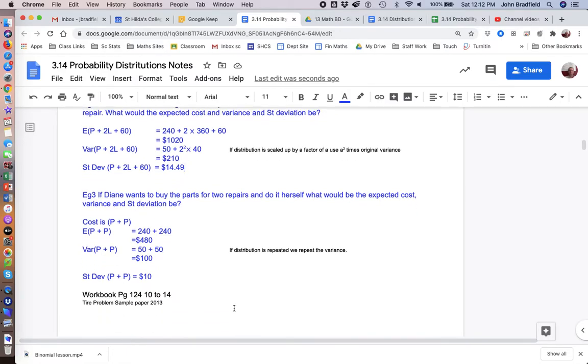Now, the situation changes slightly. If Diane wants to buy the parts for 2 repairs and do it herself, what would the expected cost be? Here, the expected cost, 2 lots of parts, $480. Nothing too surprising. And in that case, the variance plus the variance is 100. And so the standard deviation for the cost for that job would be $10. So the expected cost will be $480, and the standard deviation of the cost would be $10.